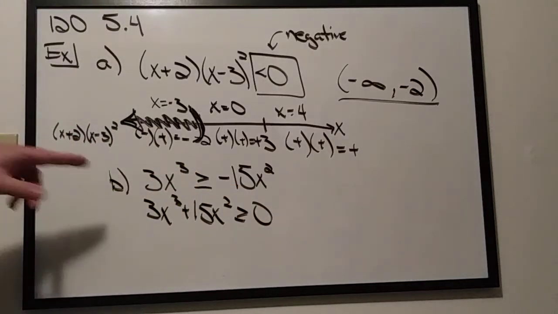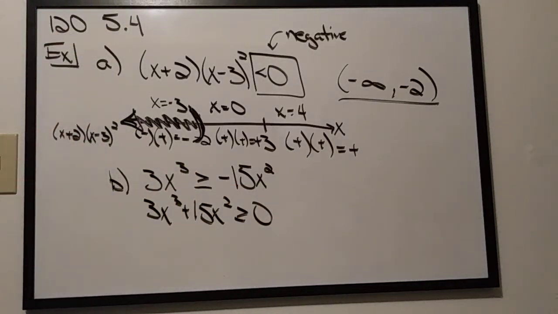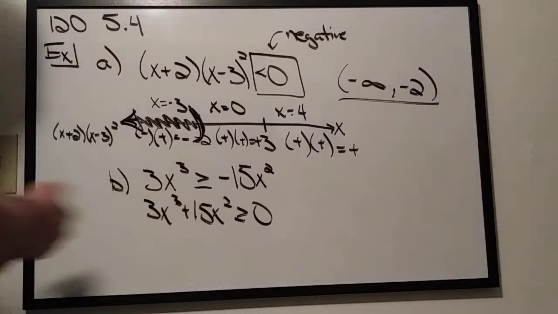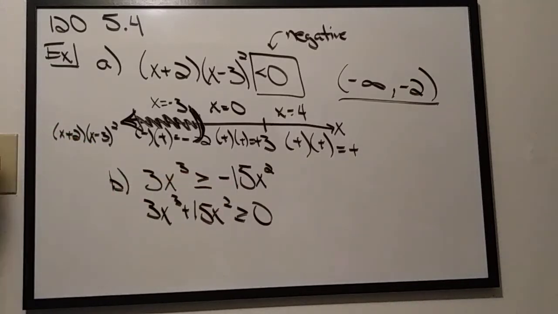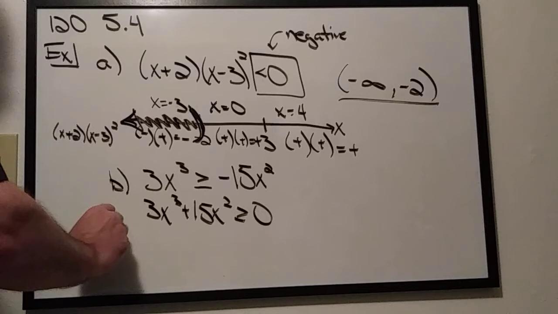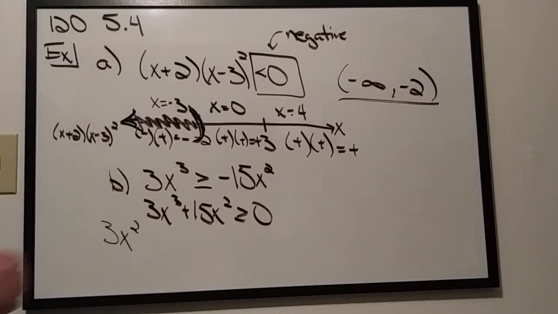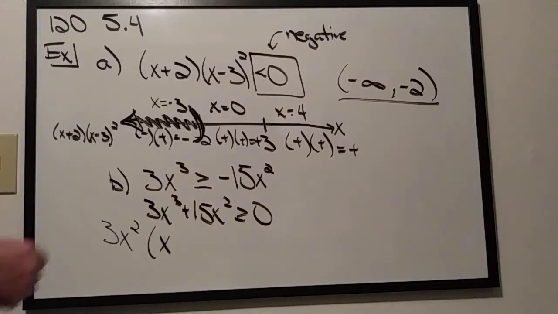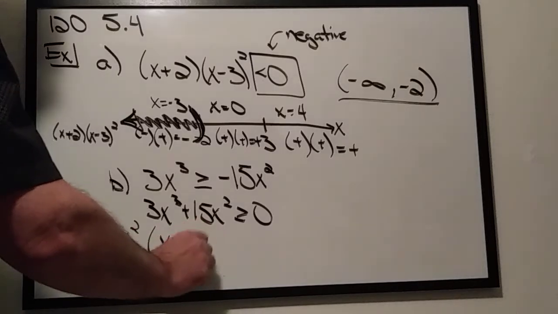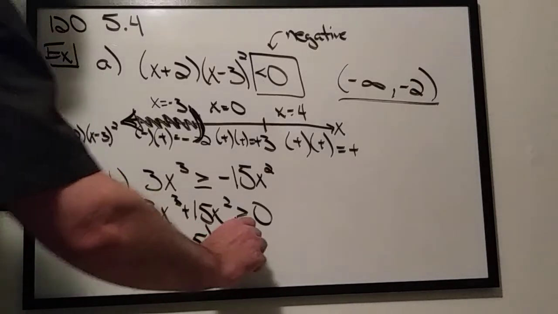The other thing that makes B different than A is that we don't have the factored form. And because we don't have the factored form on the left-hand side, I can't immediately read off the interesting x values. So let's go ahead and do some factoring. As you look at the left-hand side, notice we have a 3 and a 15, we have an x to the third and an x squared, so we can pull out a greatest common factor. Looks like we can pull out a 3x squared. If I pull a 3x squared out of 3x to the third, we're going to be left with an x. And if I pull a 3x squared out of a 15x squared, we're going to be left with a positive 5. This is greater than or equal to 0.